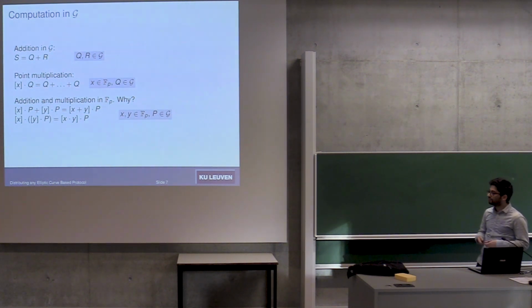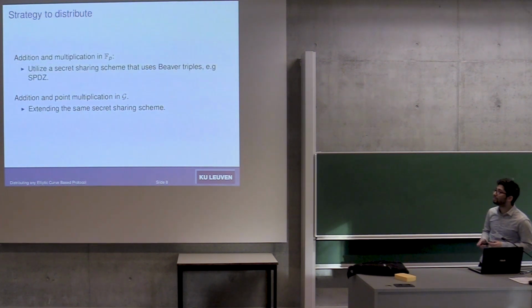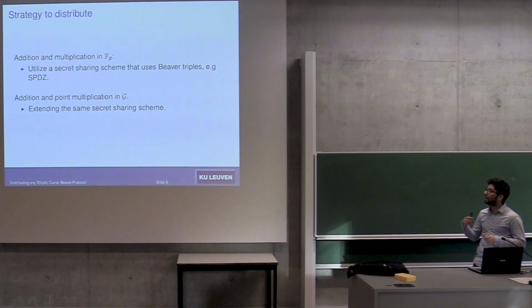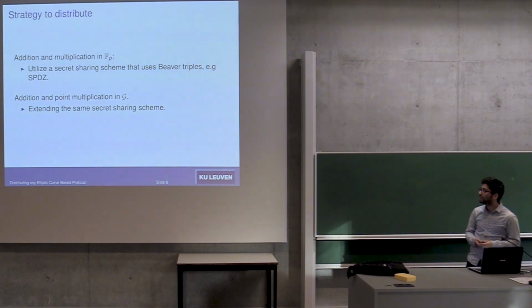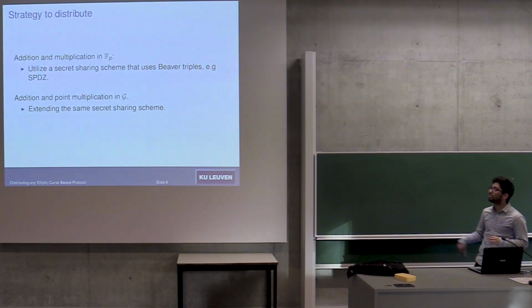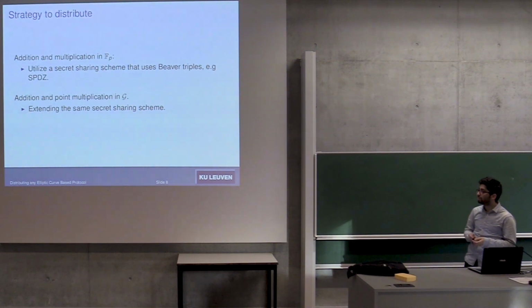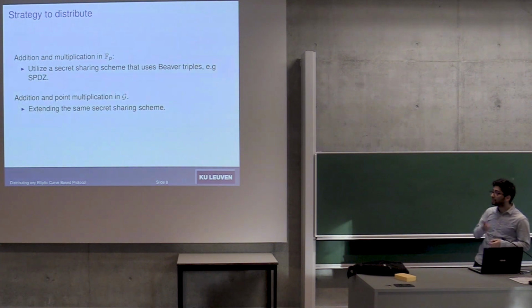And so these are the computations that we need to distribute, and the strategy to distribute this is that for computation over the field, we will use a secret sharing scheme that uses Beaver triples for multiplication, and I will explain what that means in the next slide. And so, for example, we can take SPDZ, because SPDZ is a secret sharing scheme that uses Beaver triples. And for the rest of the computation, we will extend the same secret sharing scheme that we took over the field. And this is our contribution: how we can extend it so that we can get a protocol by which we can distribute computation over elliptic curves.